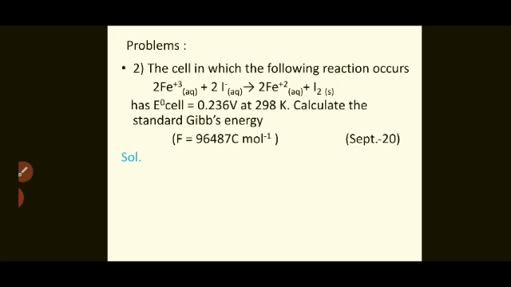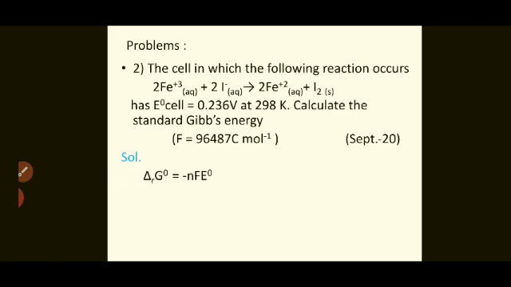Fortunately, I got the supplementary exam question paper of September 20, and in this again the same type of problem is asked. The cell in which the following reaction occurs, the reaction is given, has E naught cell value 0.236 volt at 298 Kelvin. Calculate the standard Gibbs energy. Here also the F value is given, but see students, the value is 96,487 coulomb per mole. It is not 96,500. So whichever value is given in the question paper, the same value you have to take when you are solving the answer.